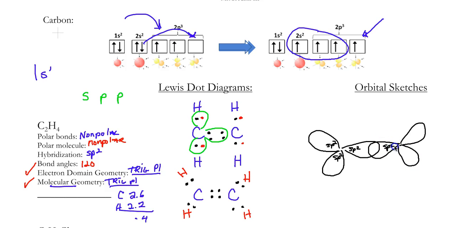sp2, sp2, sp2. Okay. Now we're going to draw my hydrogens, which are just the s orbitals. Let's put out some electrons here. Now let's put the valence electrons out for the hydrogens. Let's do a different color. Let's do blue. So each hydrogen brings one valence electron.